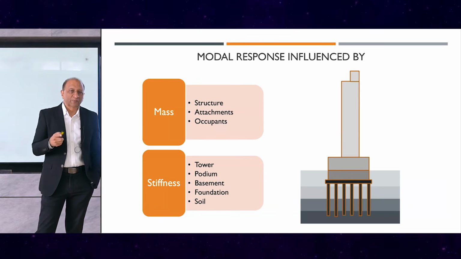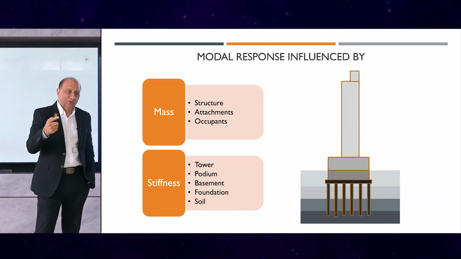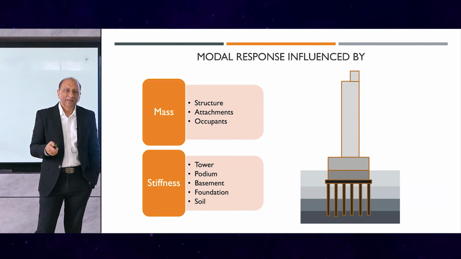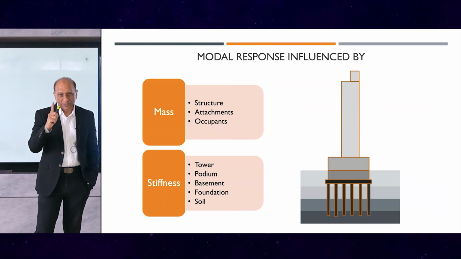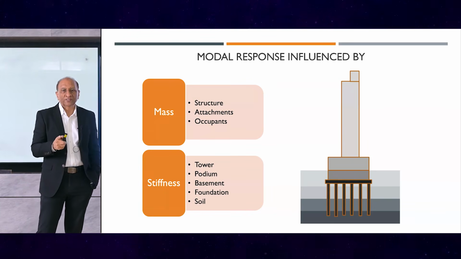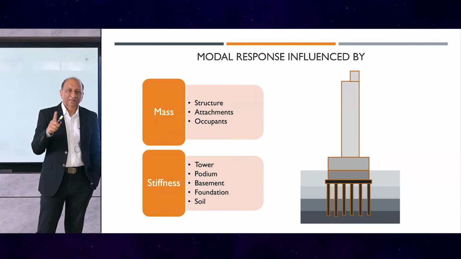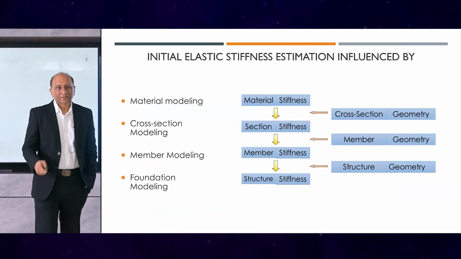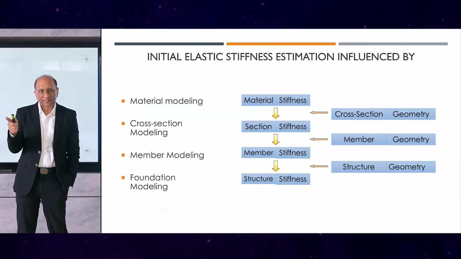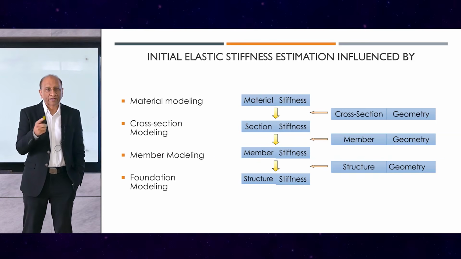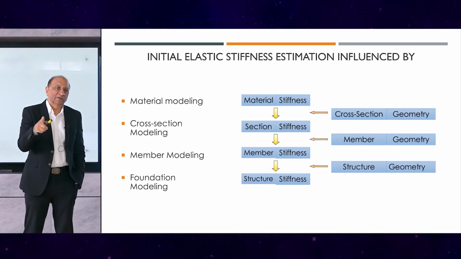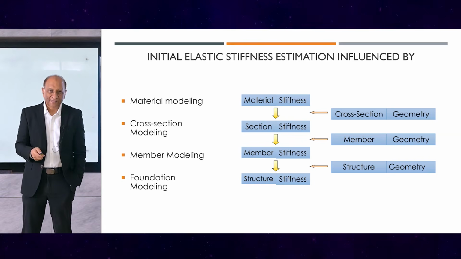Modal response is influenced by, of course, mass and stiffness. Those are the only two things that can influence it. The structure, the attachments, and the occupants will influence the mass, and the stiffness will be influenced by the tower, podium, basement, foundation, and soil. So all these stiffness contributions will be needed. And then the stiffness is contributed by the material, by cross-section, by members, and by foundation. So we need to make sure that we include all these stiffnesses correctly.